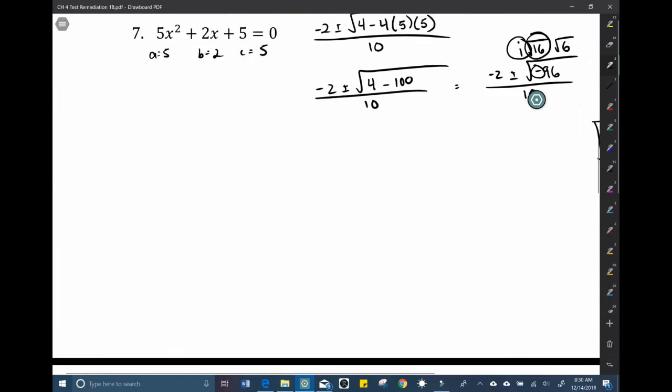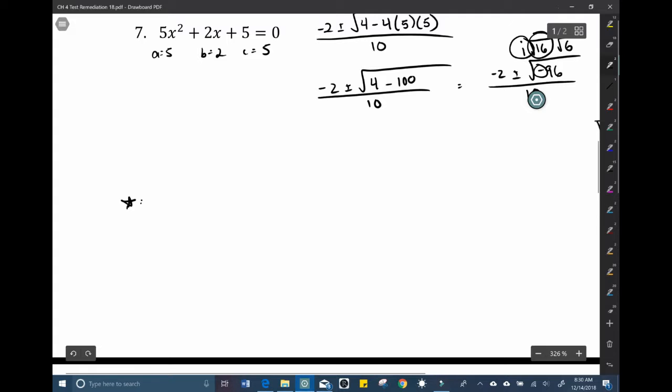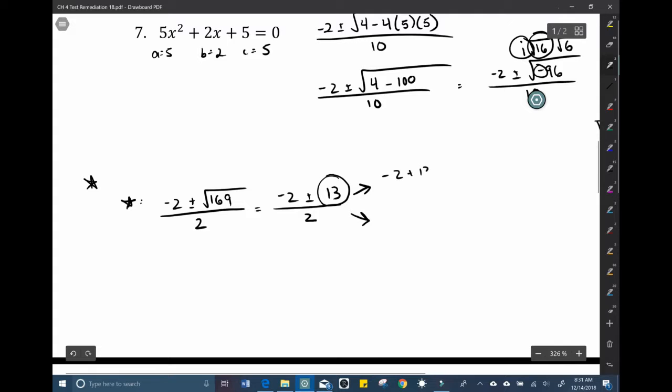One type that's not on this particular case, say we had negative 2 plus or minus square root of 169 all over 2. Now, what some of you forgot to do, okay, is negative 2 plus or minus 13 all over 2. Then, if that number comes out to be a regular whole number, you can just do negative 2 plus 13 over 2, in which case you'd have 11 over 2 as a solution, or negative 2 minus 13 over 2, in which case you'd have negative 15 halves as your solution.